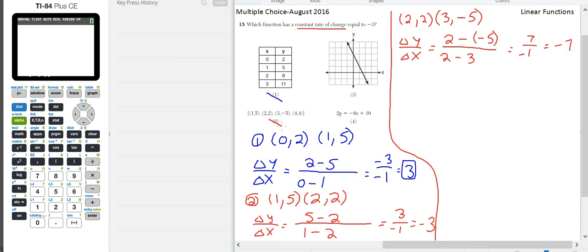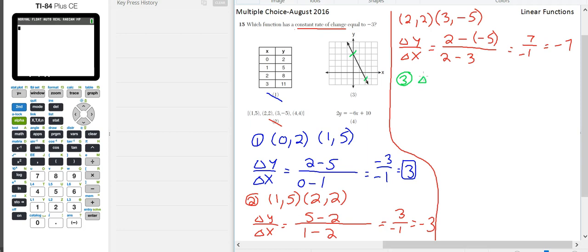Let's move on to choice 3. This one is a graph. Whenever we have a graph, we can just count boxes. We're going to choose two points. We'll choose points where the line crosses the graph exactly, so we'll be able to decide easily. Let's choose that point and this point.